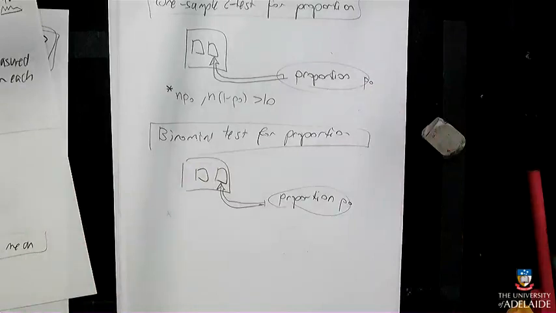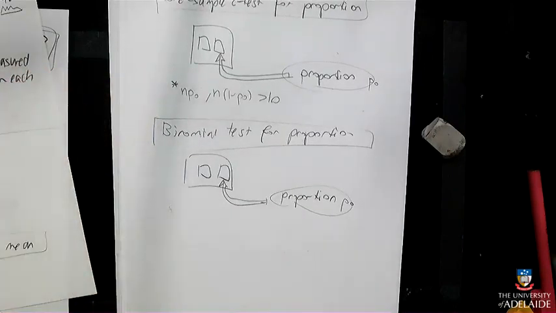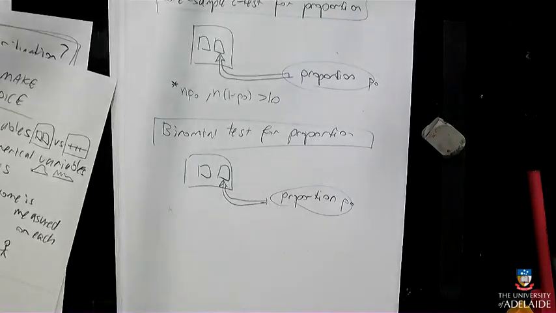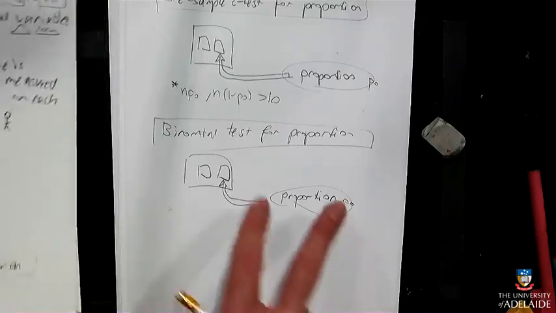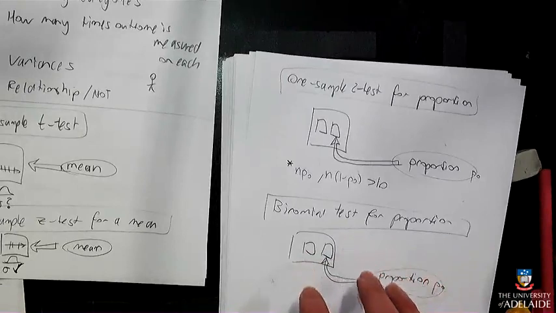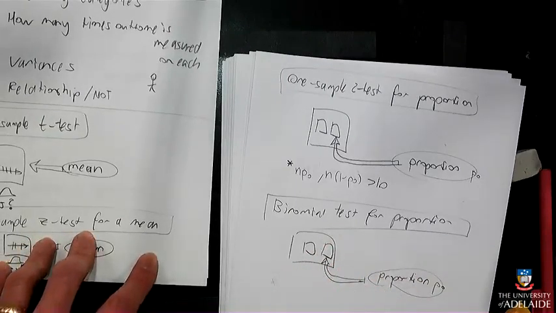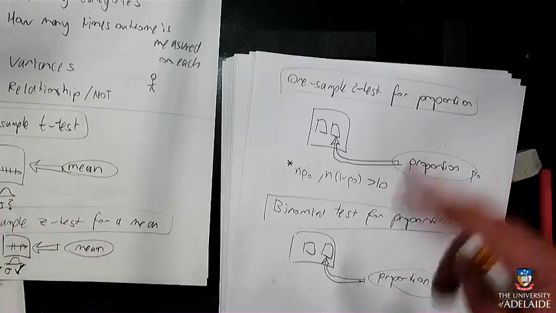No assumptions. This one always works. This one only works at this time. Technically, the t-test always works too, but, you know. So, in essence, the binomial test for proportion is to categorical variables as the one-sample z-test is to numerical variables. They're doing the same thing.